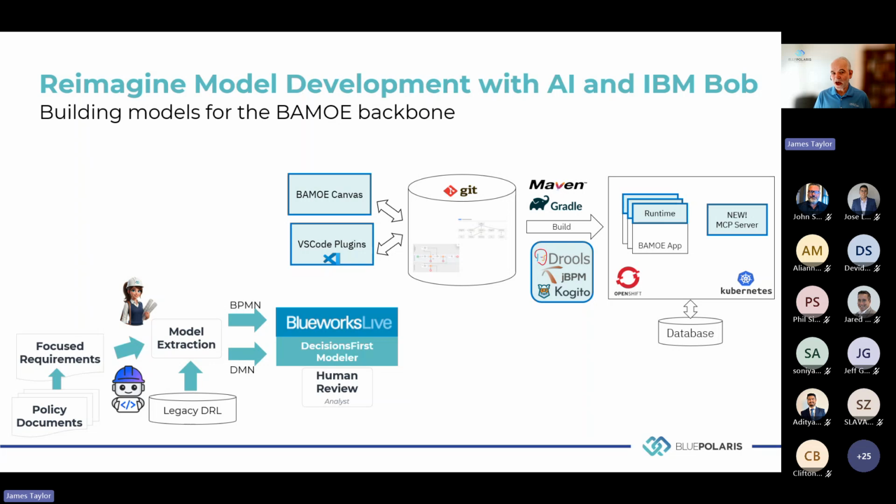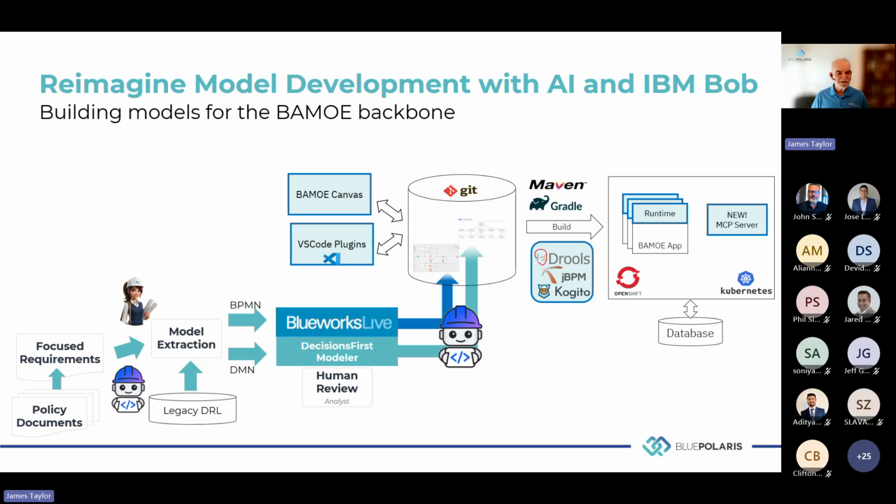So BlueWorks Live, IBM's BPMN tool, is a great place to do the process modeling. We have a tool called Decisions First Modeler focused on decision model requirements. So you can review these models in these modeling tools, or indeed other modeling tools, so you can get agreement with your business partners that these are in fact the blueprints that you need. And once you've done that, you can load those into BAMOE.